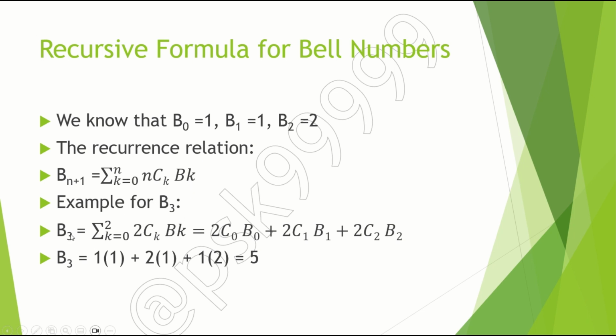Example for B3. If I take B3, n equal to 2, so k is from 0 to 2: 2Ck Bk. If I expand it, 2C0 B0, 2C1 B1, 2C2 B2, which is nothing but B0 is 1, B1 is 1, B2 is 2. And the products are 2C0 is 1, 2C1 is 2, 2C2 is 1. So if you simplify it, you will get 5. So B3 is equal to 5. Similarly, other numbers you can find. B4 you can find from B3, B2 and B1.